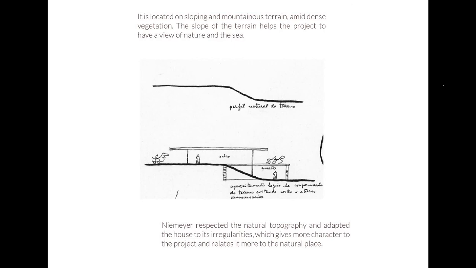It is located in sloping and mountainous terrain amid dense vegetation. The slope of the terrain helps the project to have a view of nature and the sea. Niemeyer respected the natural topography and adapted the house to its irregularities, which gives more character to the project and relates it more to the natural places. You can see the natural environment line, the spline of the terrain. So it was important to design something on the top, something on the bottom, and just floating lines and planes.